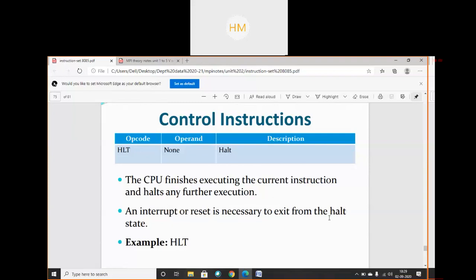It is required to use interrupt or reset instruction to exit from the halt state. It can be restarted means by a valid interrupt or by applying a reset signal. Clear? Halt instruction. Now my voice is clear.